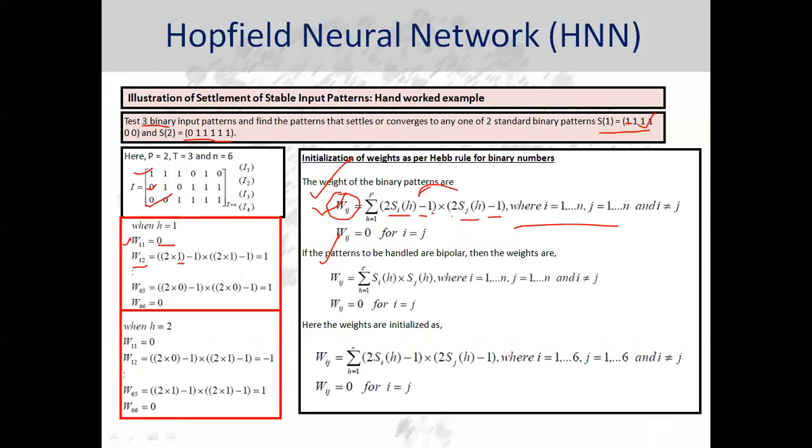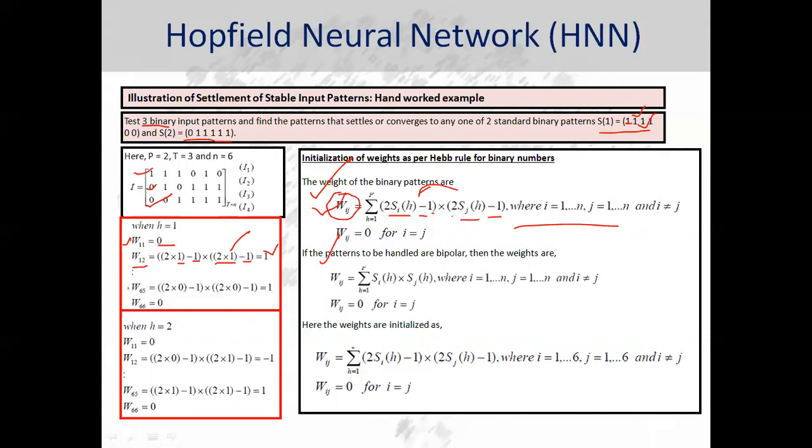So it is 1. Then this is for the jth input. In this case, j is 2. So we need to pick the second value, the value of the second feature. It is again equal to 1. So 2 into the value of feature, minus 1, again becomes 1. So the value of W12 comes out to be equal to 1.